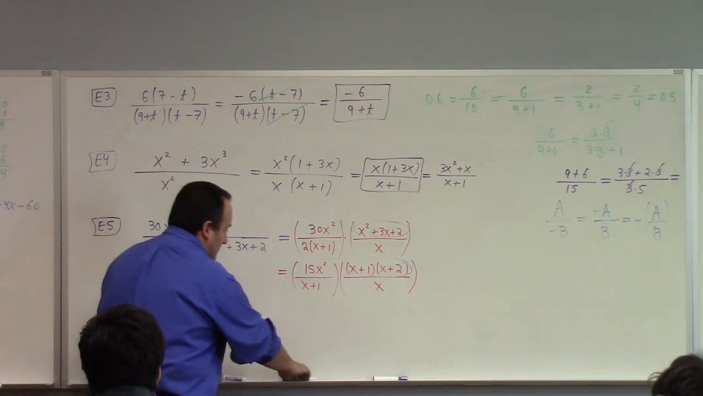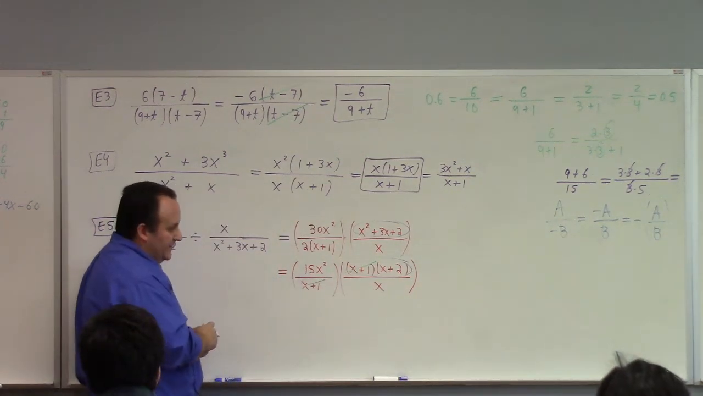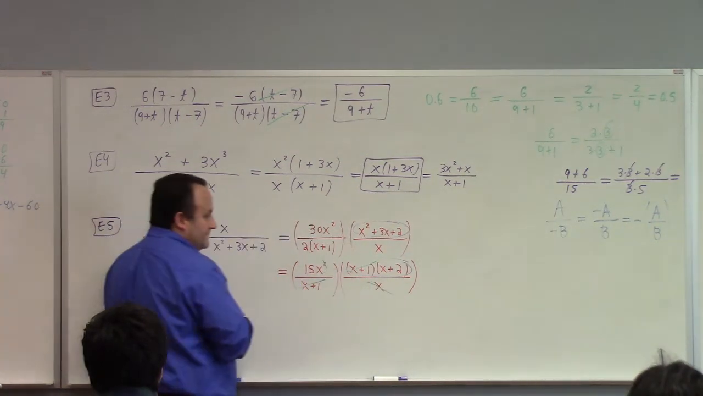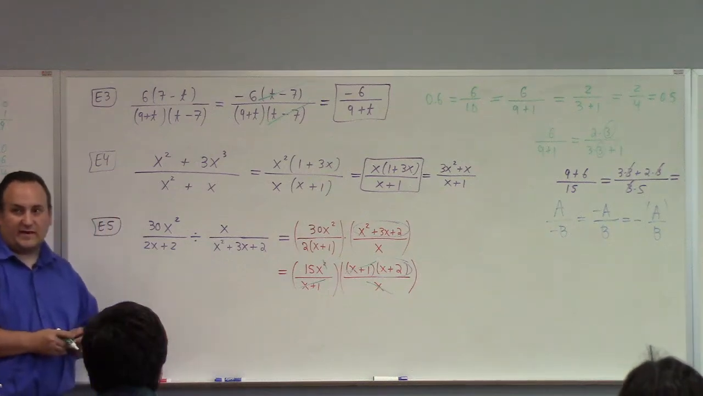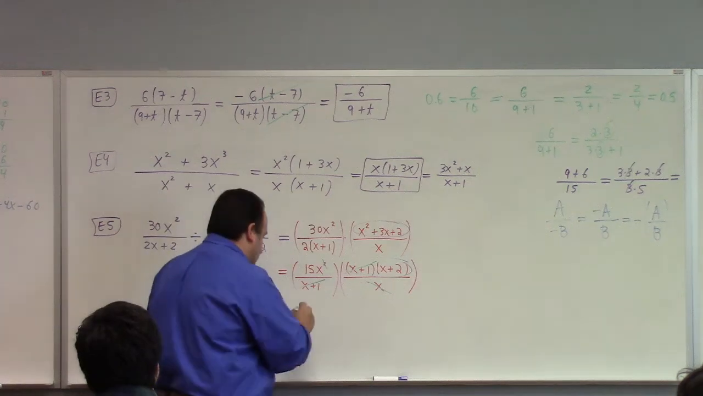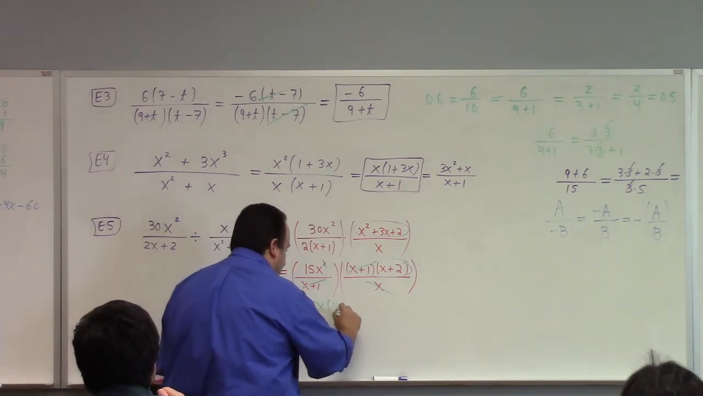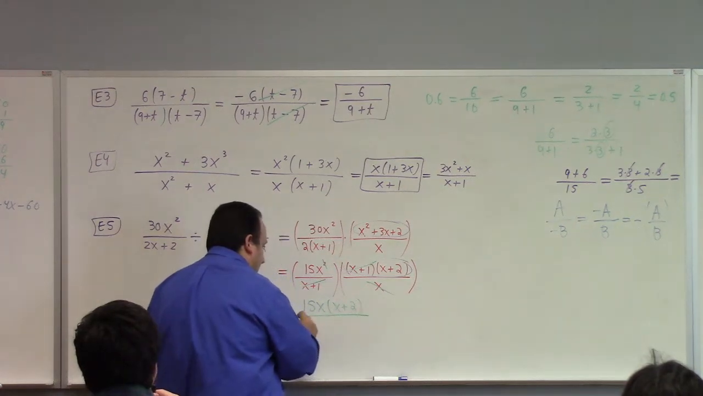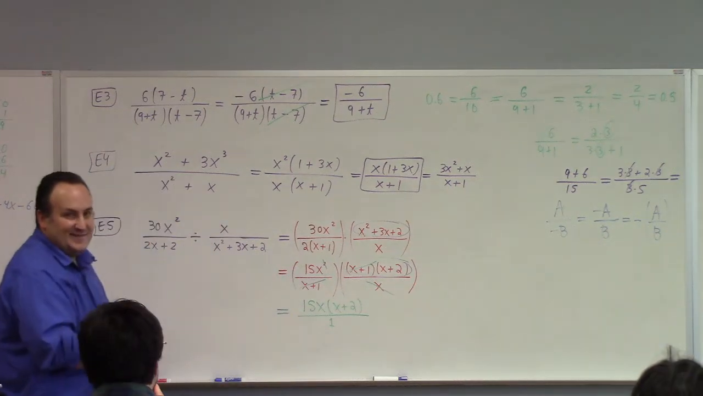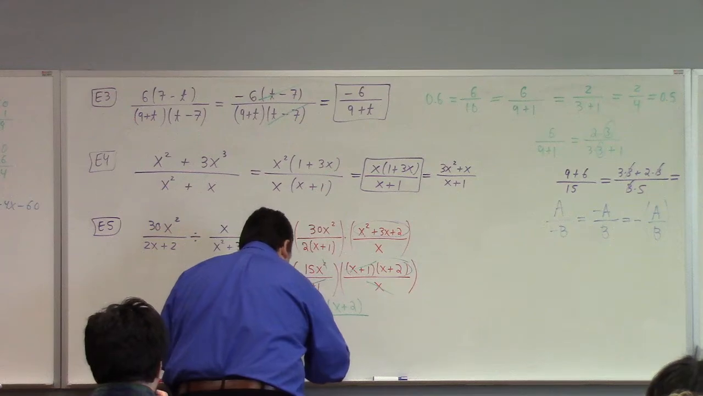Now, we can cancel. We've got this x plus 1 here. It cancels that x plus 1 there. And this x cancels the square here, because x squared over x is just x. And what are we left with? 15x times x plus 2 divided by nothing. So 1, right? So we could also write that as 15x times x plus 2.